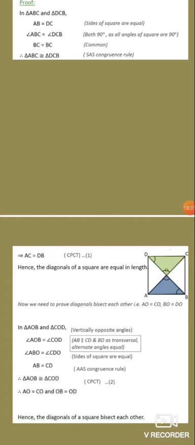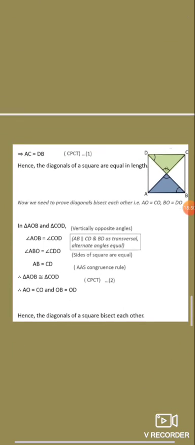So using the AAS congruence rule, triangle AOB is congruent to triangle COD. Now AO is equal to CO and OB equal to OD using CPCT. Hence the diagonals of the square bisect each other.